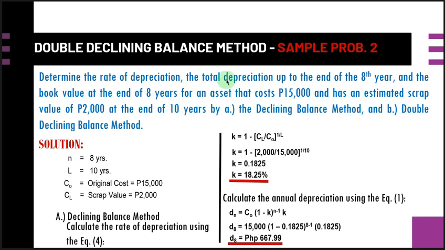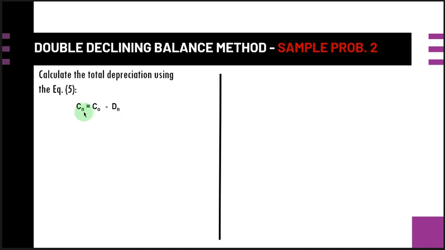After this one, we can calculate now the total depreciation, the capital D sub n, which is our second unknown here. So proceeding, using equation 5, our Cn is equal to Co minus Dn. We can get the value of our Cn using equation 2 by this formula: Cn equals Co times the quantity 1 minus k raised to the n. Co is given, k is given, and n is given. So we can get the value of our Cn, and then afterwards we can calculate the total depreciation.